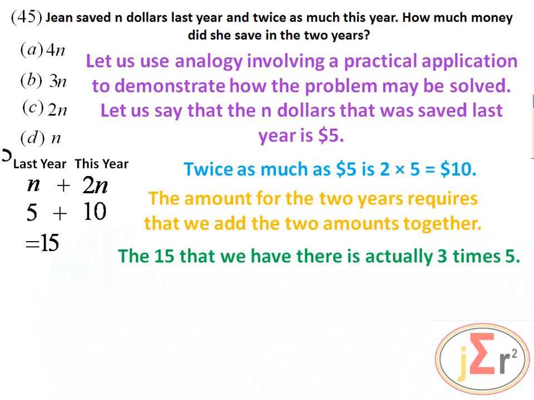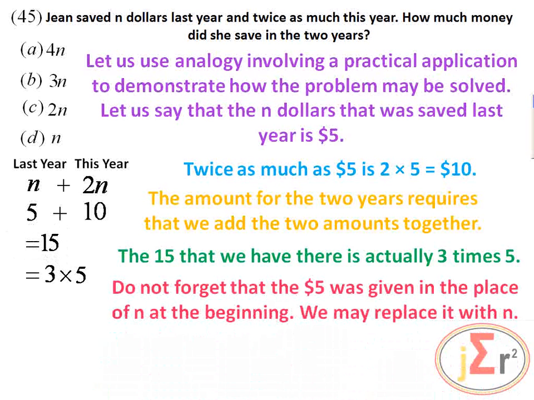Where did we get the 5 from? Do not forget that $5 was given in the place of n at the beginning. We may replace it with n. So that amount of money that was saved, which is $5 in the beginning, last year amount. As a matter of fact, for last year, we have n, which is the same thing as $5. And we put that together with the amount saved this year. We got $15. And that $15 represents 3 times 5.